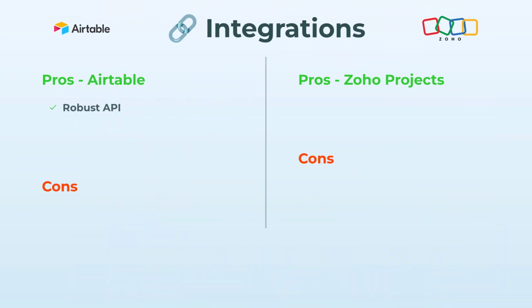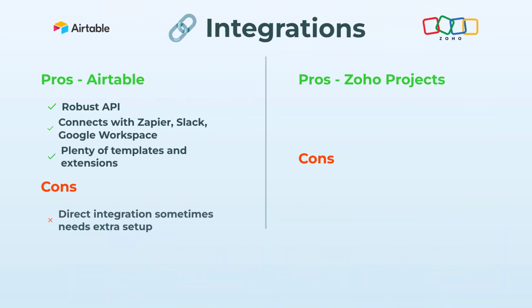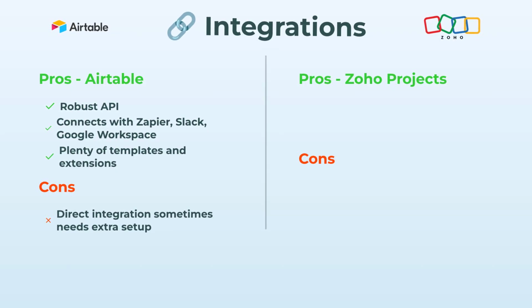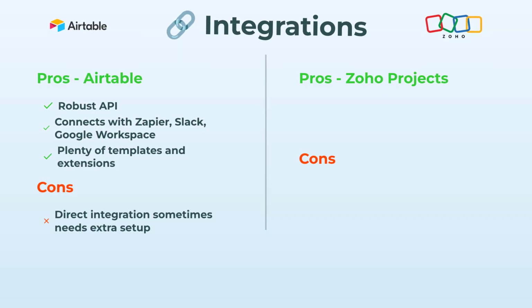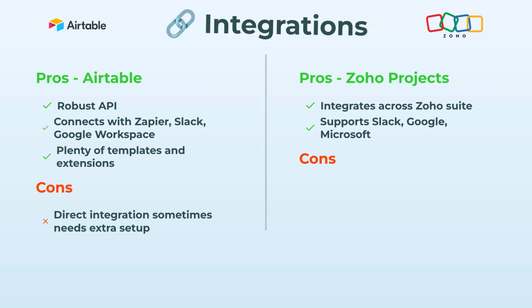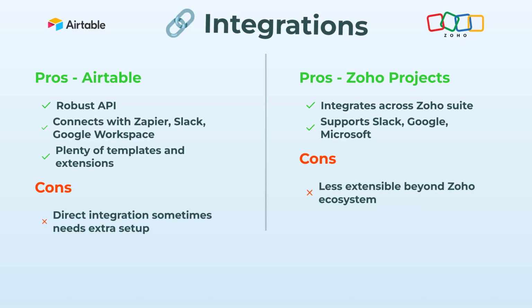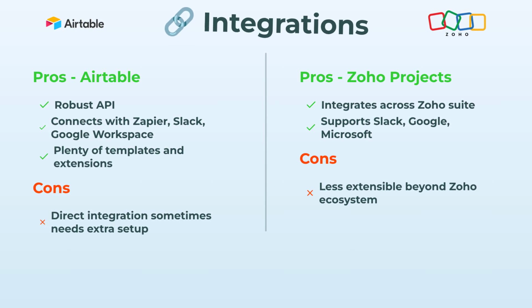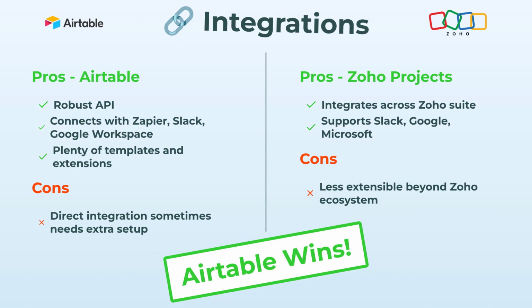And on to integrations. Airtable's got a robust API, connects like a champ to tools like Zapier, Slack, and Google Workspace, and you've got templates for days. Sometimes you need extra setup for direct integrations, but it's super flexible. Zoho Projects plays really well within the Zoho suite and covers Slack, Google, Microsoft. But honestly, if you're looking to build stuff outside the Zoho bubble, it's a bit less open-ended. So for sheer integration muscle, this one goes to Airtable.